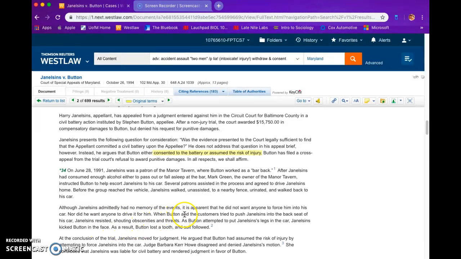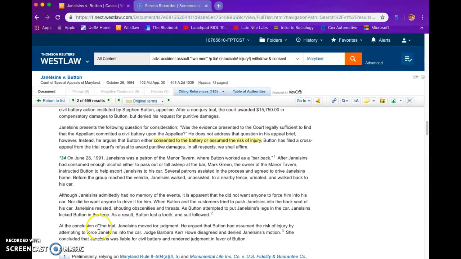When Budden had the customers try to push Janelson into the back seat of his car, Janelson resisted, started shouting and cursing and making threats. As Budden attempted to put Janelson's legs in the car, Janelson kicked Budden in his face. As a result, Budden lost a tooth, and suit followed. At the conclusion of the trial, Janelson moved for judgment. He argued that Budden had assumed the risk of injury by attempting to force Janelson into the car. Judge Barbara Kerr Howe disagreed and denied Janelson's motion.